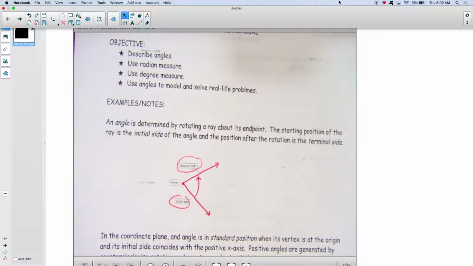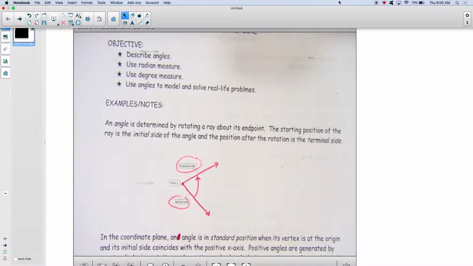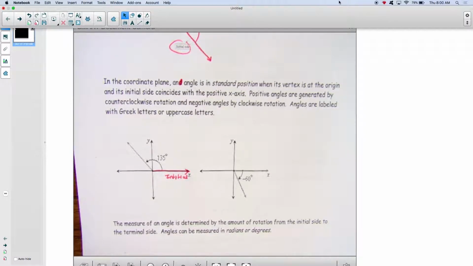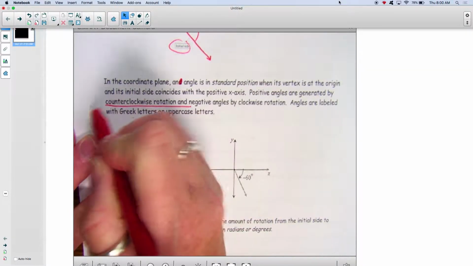In a coordinate plane, an angle is in standard position when its vertex is at the origin and its initial side coincides with the positive x-axis. In other words, we're in standard position when our initial side is the positive part of the xy coordinate plane. Positive angles are generated by counterclockwise rotation.